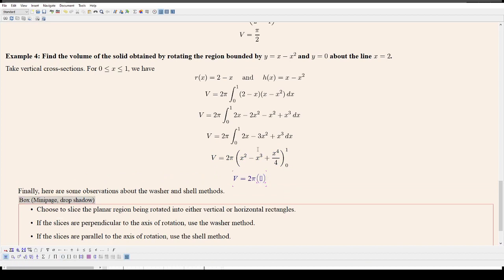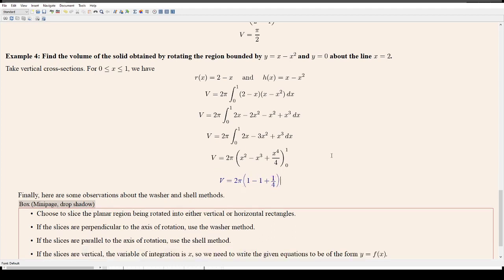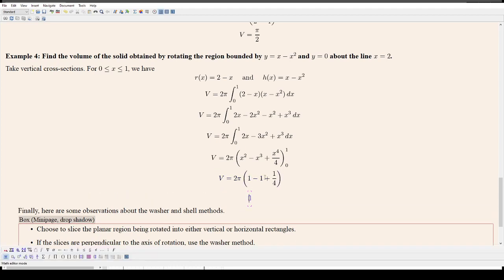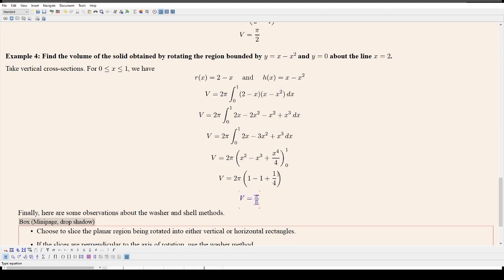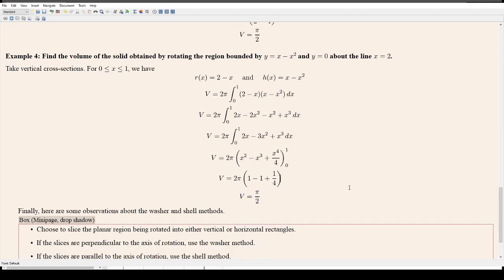If you plug in 0, nothing happens. If you plug in 1, we get 1 minus 1 plus 1/4. Talk about convenient. 1 minus 1 is nothing. So we just get 2 pi over 4, which is pi over 2 again. Convenience.